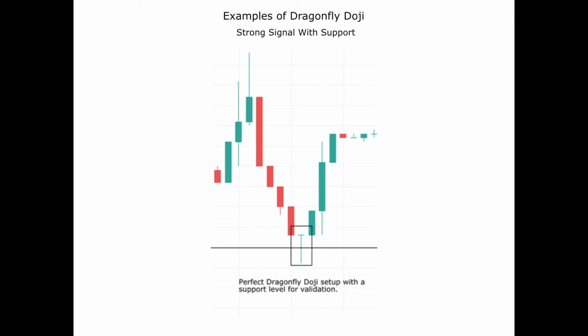The next example is a strong signal with support. In this example, we see a stronger validation of the Doji pattern with the use of a support level. This example shows that buyers are back in the market, Dragonfly Doji formation, and that price was rejected at that previous level, support level, therefore, two solid indications that the price may reverse.